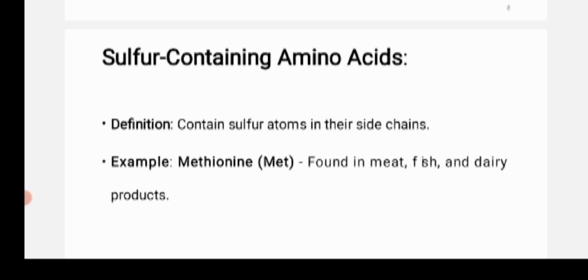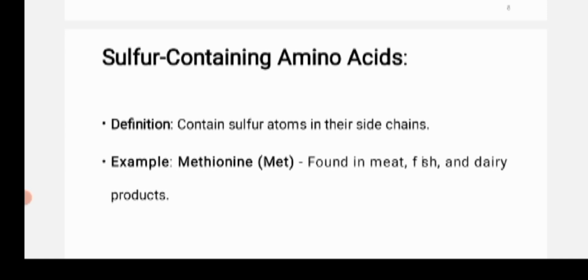Each and every example and definition depends on our title. For example, negatively charged amino acid, positively charged amino acid, aromatic amino acid, non-polar, polar, and similarly sulfur containing. Each definition depends on the title, the name, which is present in the side chain. That is the key point for your understanding.